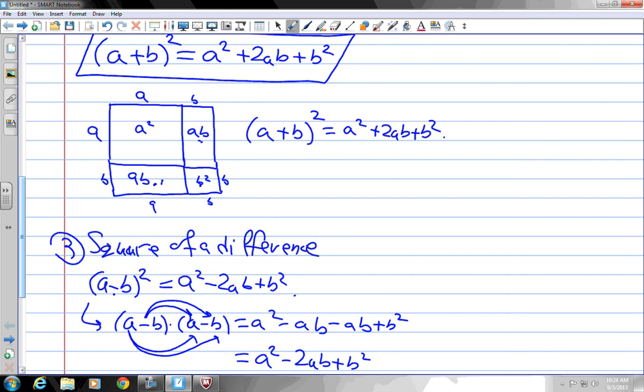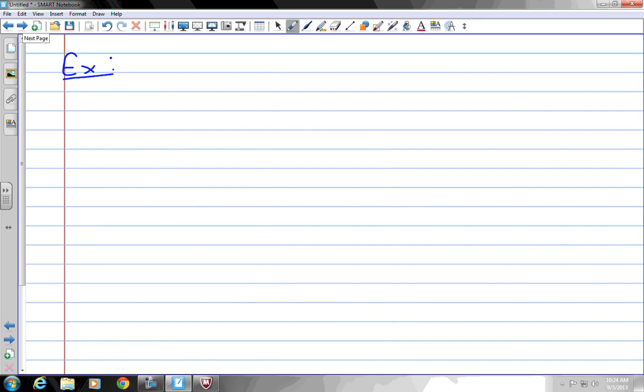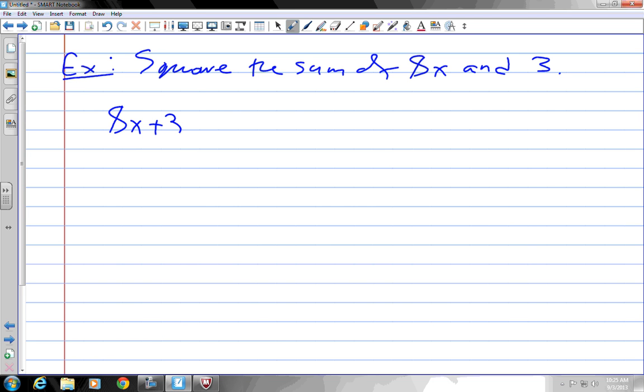All right, so let's do a whole bunch of examples. So here are our three formulas. So square the sum of 8x and 3. First I have to translate that into math speak. So that's squaring the sum of 8x plus 3, so that's (8x plus 3), and I'm squaring it. Okay?